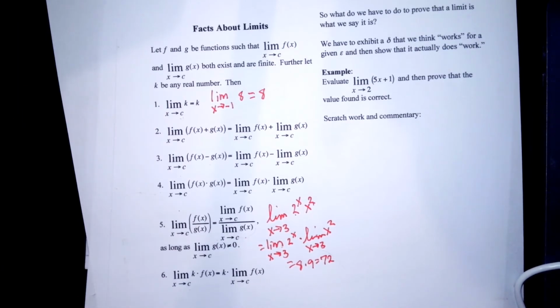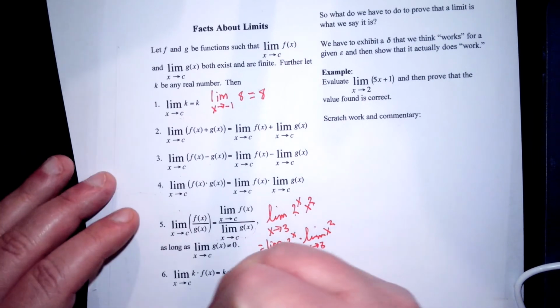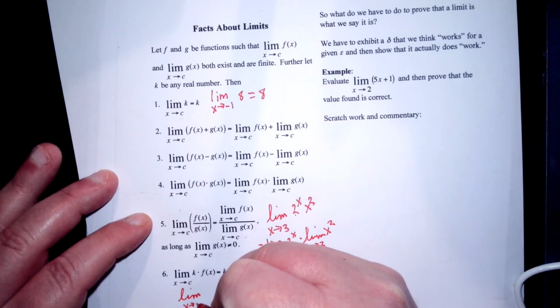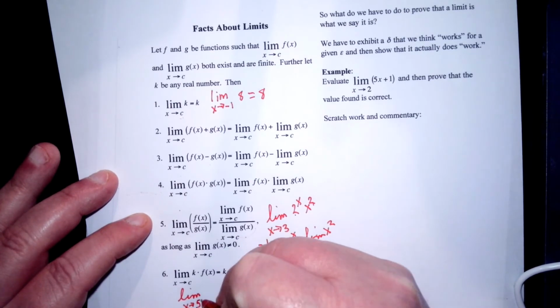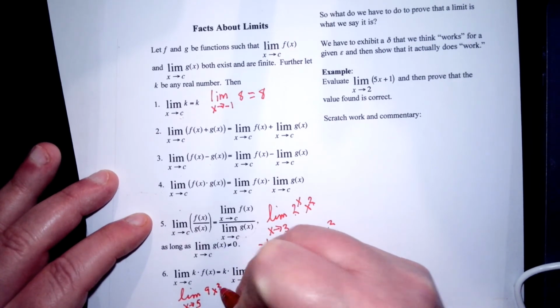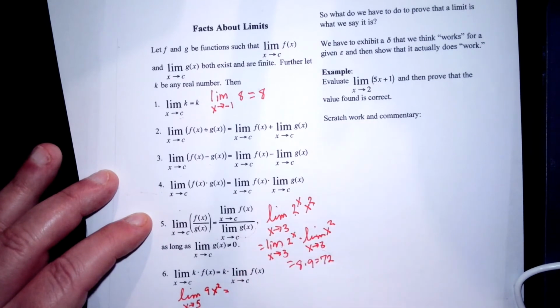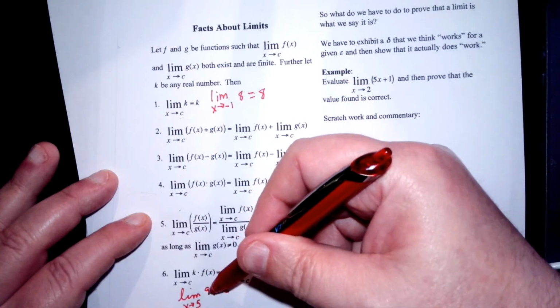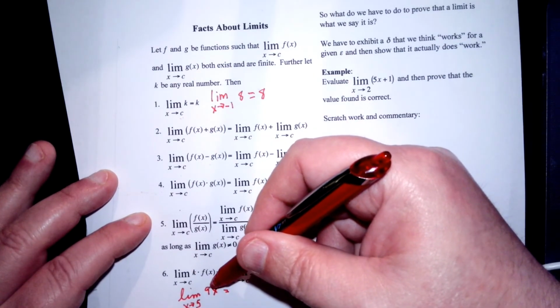And now let's look at number 6. Number 6 tells us that the limit as x tends to c of k times f of x is equal to k times the limit of f of x as x tends to c. So for instance, let's say we have the limit as x tends to 5 of 9 x squared. In this situation the role of k is being played by 9.